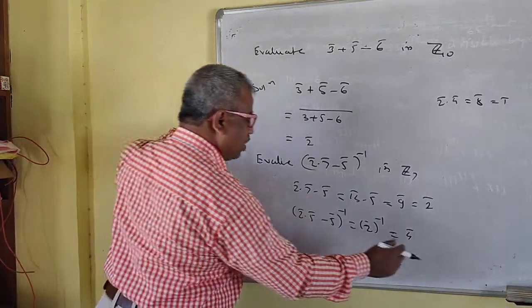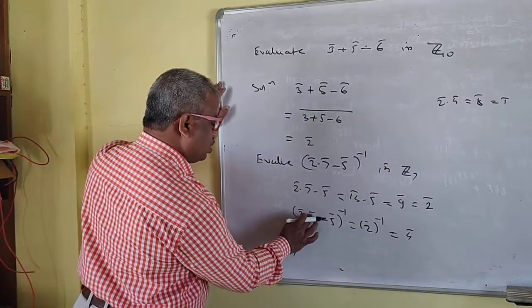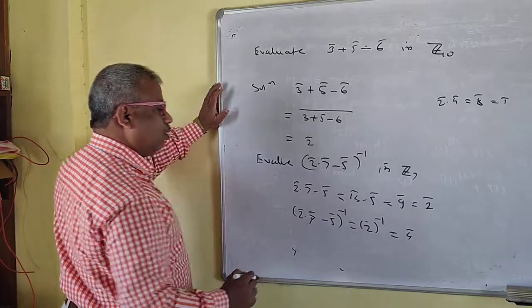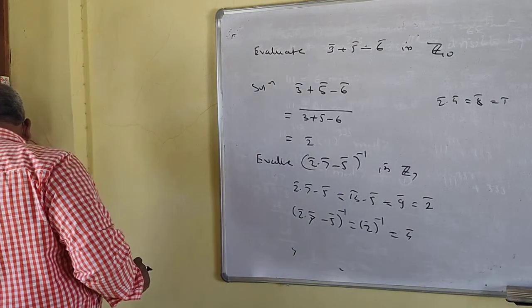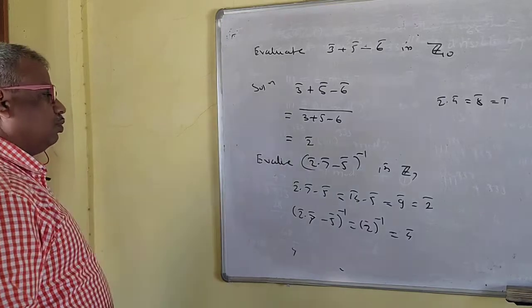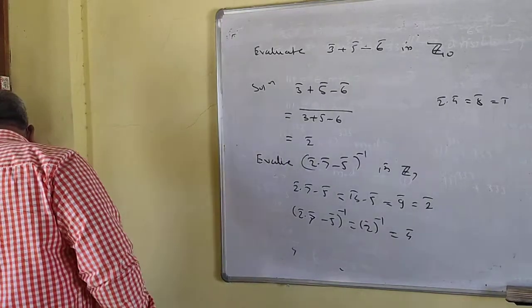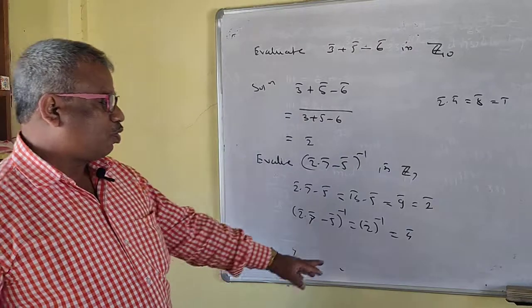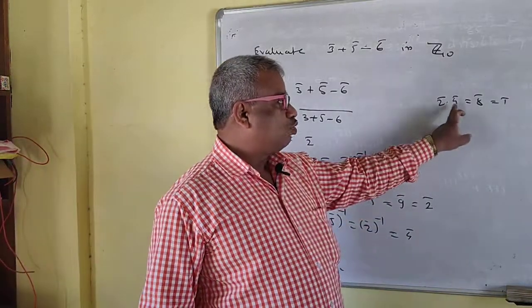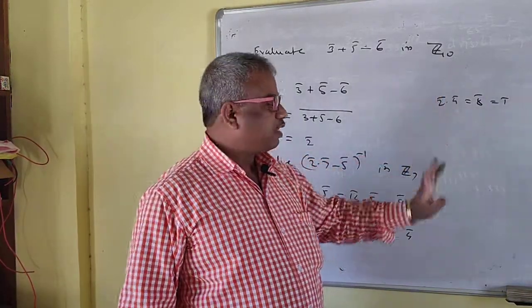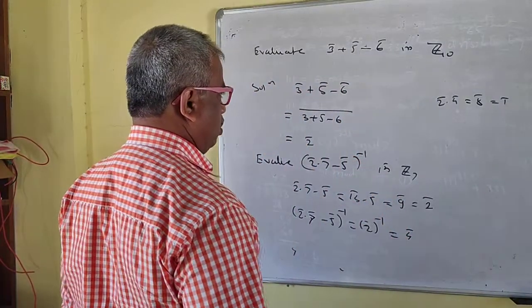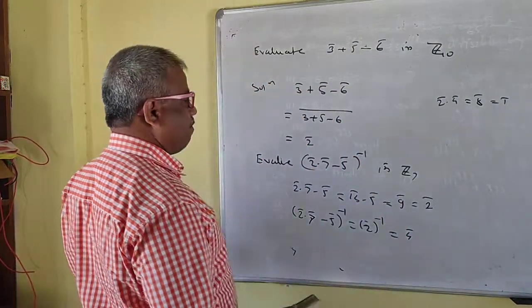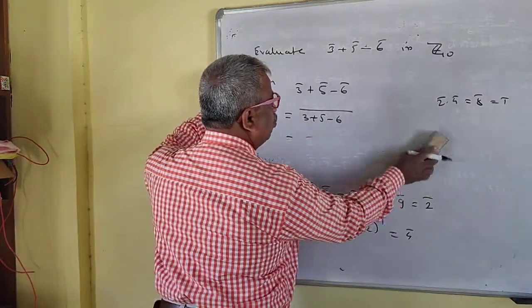2 bar, 7 bar. 14, 9 bar. Okay? So 9 bar is the same as 2 bar. So this will be 4 bar now. Okay, because 2 bar into 4 bar is 8 bar and 8 bar is the same as 1 bar. Okay, so 4 bar is the inverse.